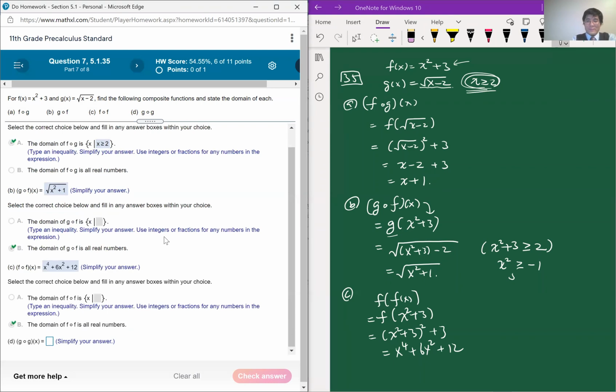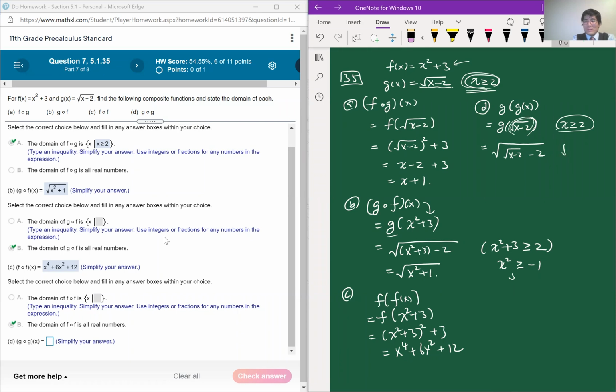Okay, hard one, D. What is g of g of x, which is equal to g of square root of x minus 2, and we know that x must be greater than or equal to 2. Now you plug this into g, so it's going to be square root of x minus 2, minus 2. The domain for g is input must be 2 or greater, so this must be greater than or equal to 2, which means x minus 2 must be greater than or equal to 4, so x must be greater than or equal to 6. Looking at the restrictions, one said at least 2, another said at least 6, and both of them must be true. So you take the intersection of those two restrictions, so x must be 6 or higher.